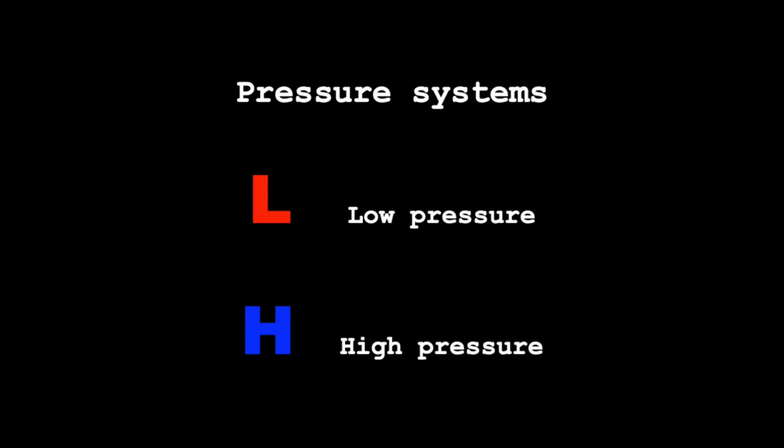Let's start off with pressure systems, low pressure and high pressure. Frontal zones are tied to low pressure systems, so determining where pressure systems are on a surface map is quite important. The center of a low pressure system is indicated by a red L, whereas the center of a high pressure system is indicated by a blue H.